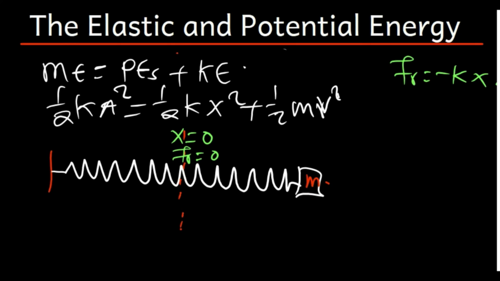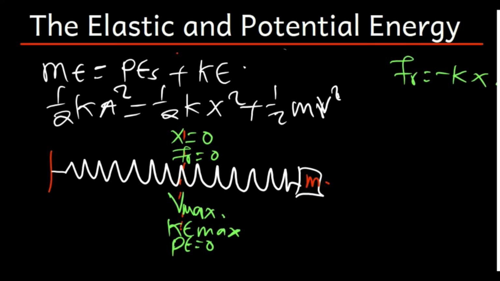At the same time, we need to know that at this point, that's where we are going to have the maximum velocity. When x is equal to 0, we are going to have the maximum velocity. So if we have the maximum velocity, we know that we are going to have maximum kinetic energy. At the same time, if x is 0, we don't expect to have potential energy. So at this point, potential energy is going to be 0. That is very, very important.